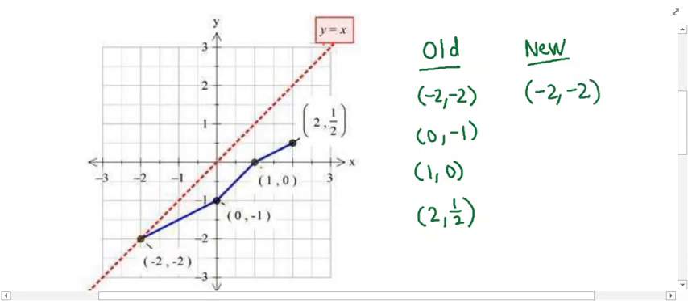So (-2, -2) is going to be on the graph of f, and it's going to be on the graph of f inverse. Moving on to the next point, (0, -1). We're going to switch x and y. The new point is going to be (-1, 0), which is right here. Then on the curve of f, we have (1, 0). We're going to switch x and y. That point's going to go to (0, 1), which is right here. And then lastly, the point (2, 1/2) is going to switch and go to (1/2, 2).